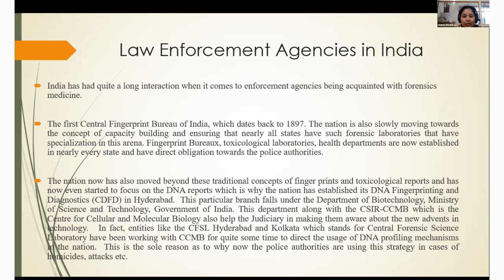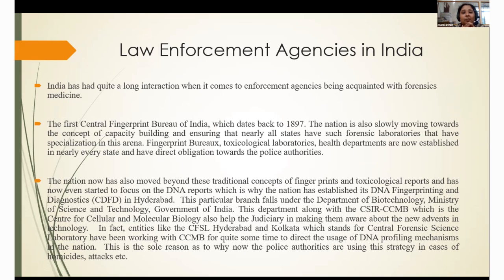The nation has moved from the traditional concept and is focusing on DNA reports, and we have now established different kinds of laboratories, like the one for DNA fingerprinting and diagnostics, that is CDFD. This branch falls under the Department of Biotechnology, Ministry of Science and Technology, Government of India. Then there is the CSIR CCMB, the Centre for Cellular and Molecular Biology, which helps the judiciary to become aware of the new advents of technology.